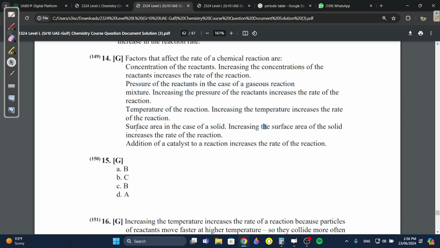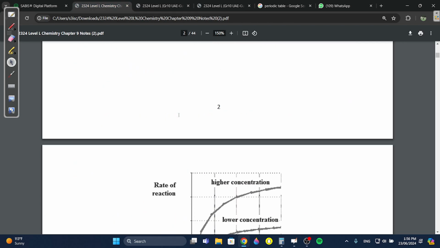Increasing temperature will increase the rate. Increasing surface area will increase the rate. Addition of a catalyst increases the rate. Okay, but these things, I think they'll get this.